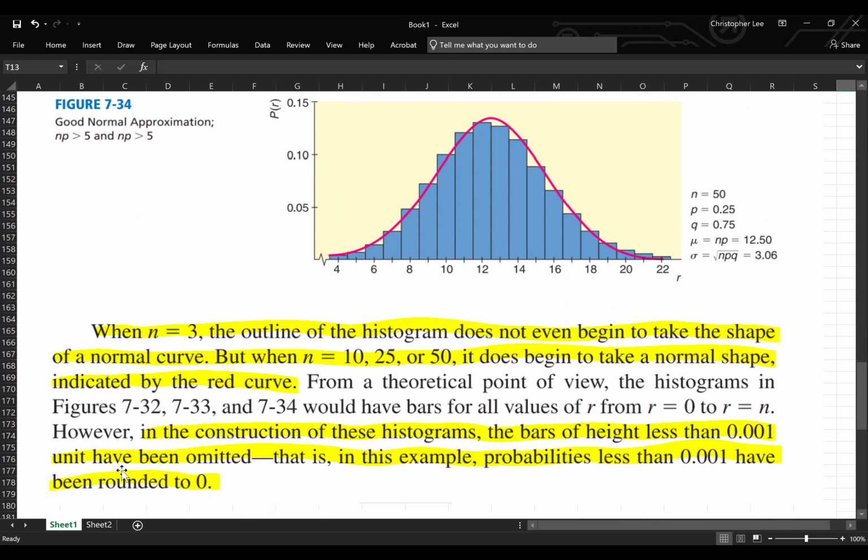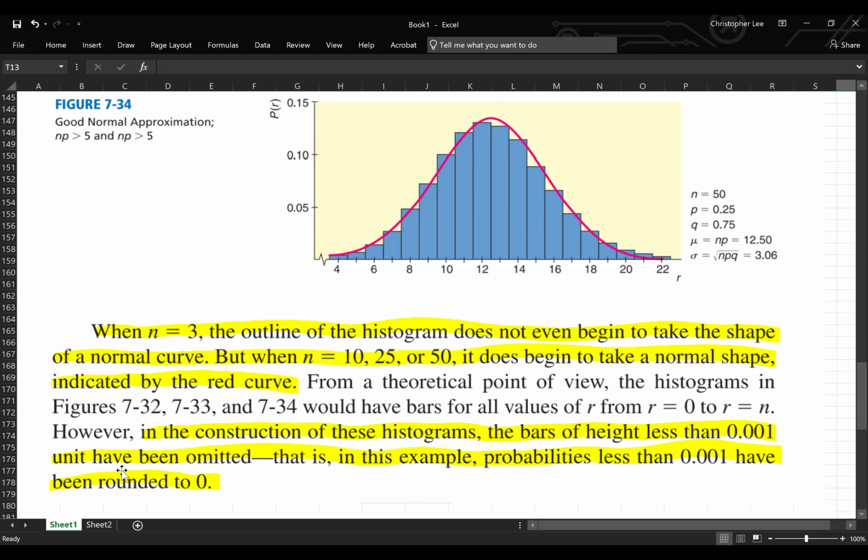All right. So when n equals 3, the outline of the histogram does not even begin to take the shape of a normal curve. But when n equals 10, 25, 50, it does begin to take the shape of the normal indicated by the red curve.